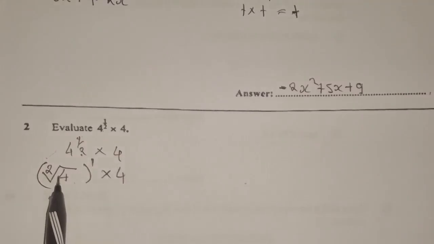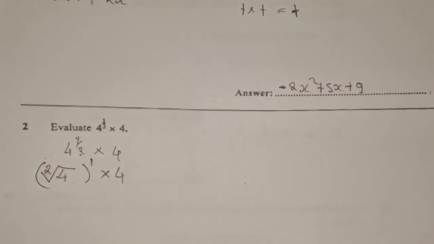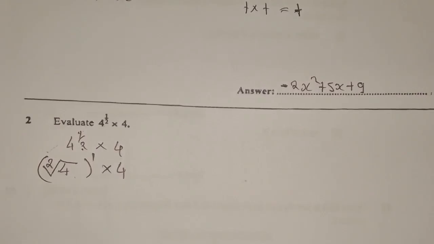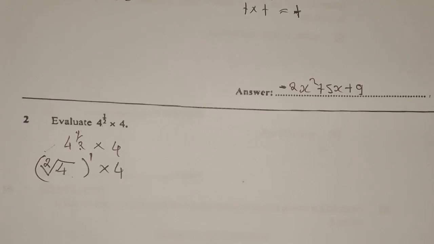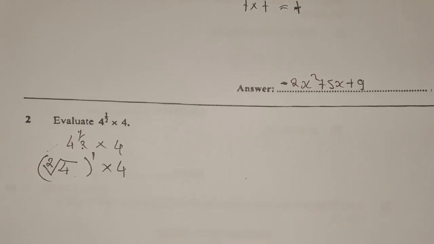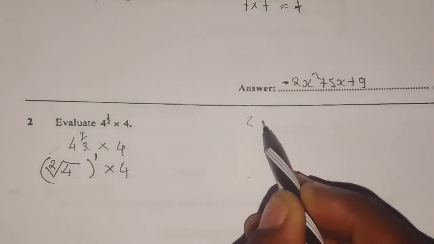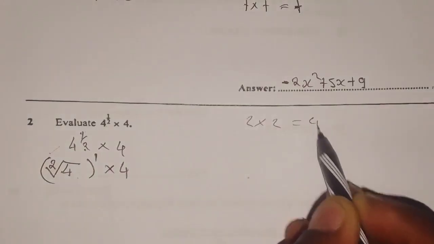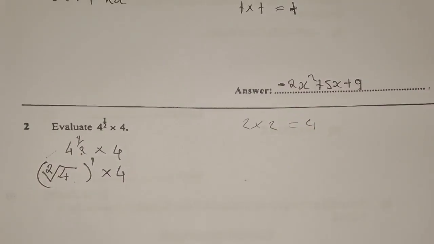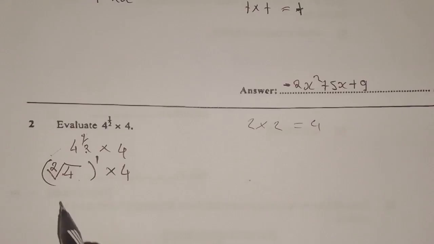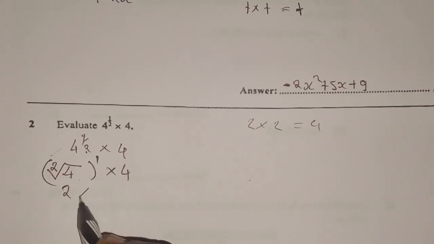And root 2 of 4 is 2. This simply means: which number multiplied by itself 2 times gives us 4? The answer is 2, because 2 multiplied by 2 gives you 4. Okay, so we have 2, and 2 multiplied by 4.